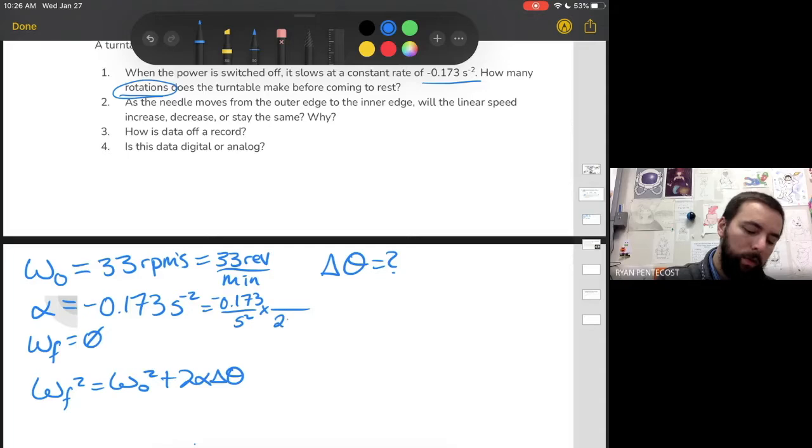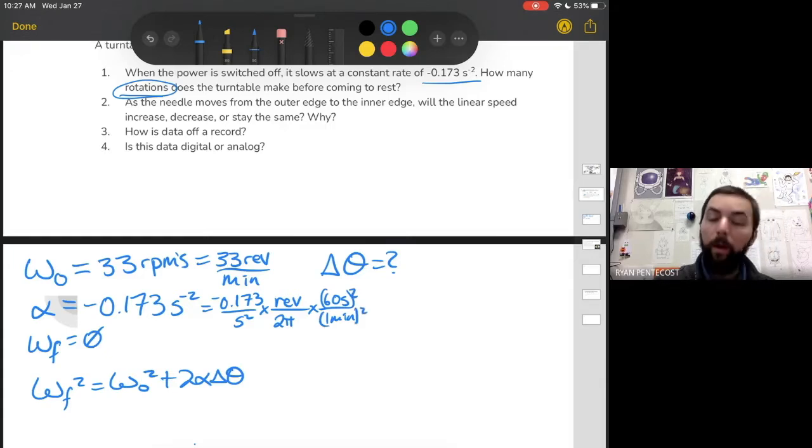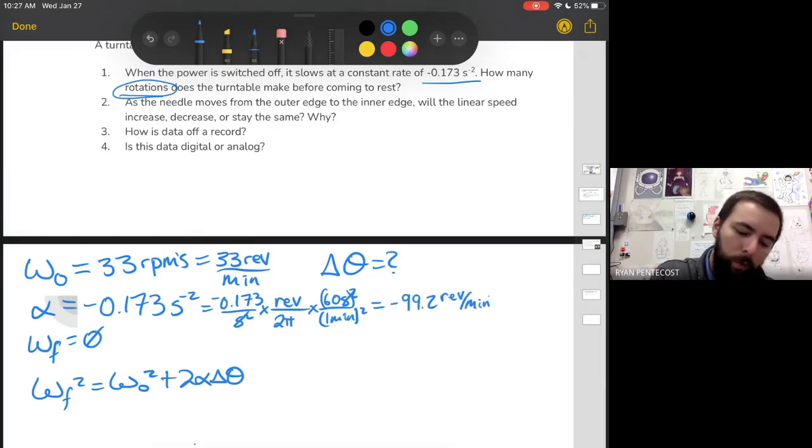So we know there are 2 pi radians for a revolution. We just won't write radians. Then you also have 60 seconds per 1 minute. But remember, these seconds are squared, which means we're going to have minutes squared. That also means you need to square your 60. So don't forget that. So our seconds go away, and we will end up with revolutions per square minute. If you put that in your calculator, you should get, was it negative 99.2? Negative 99.2 revolutions per square minute.